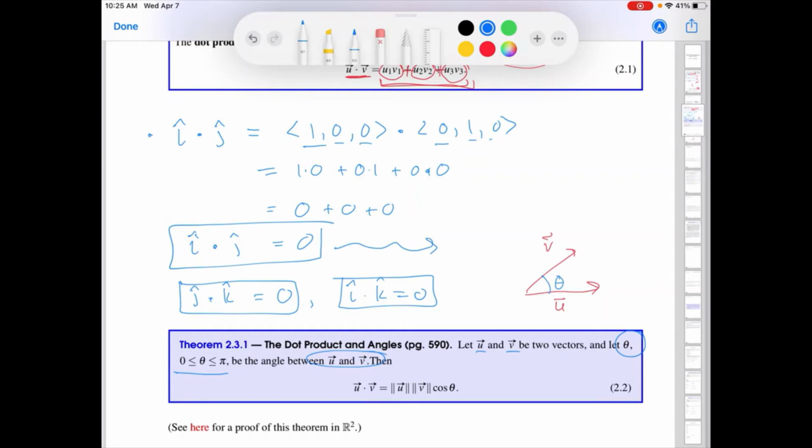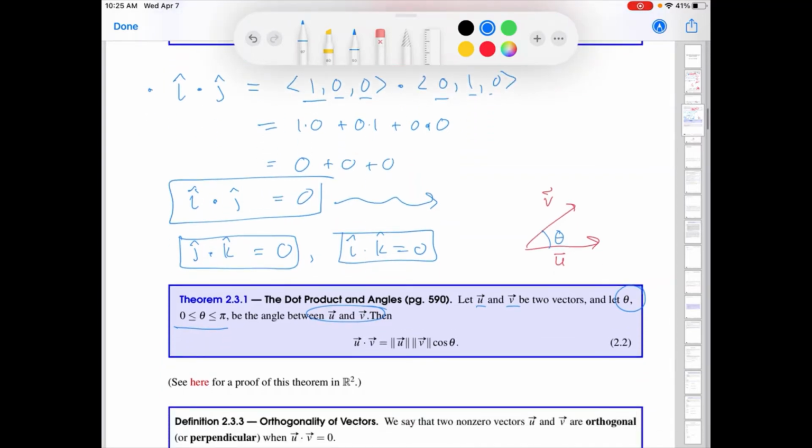So now we're going to see in this theorem, the conclusion is that the dot product is the product of the two lengths of the vectors times the cosine of the angle between them. So there is what we started to suspect based on all of this work up here, that somehow the dot product relates to the angle between the two vectors. And there it is in the equation.